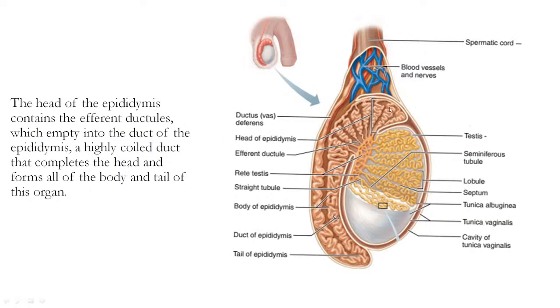The head of the epididymis contains the efferent ductules, which empty into the duct of the epididymis, a highly coiled duct that completes the head and forms all of the body and tail of this organ. Caput, body, cauda. Epididymis.